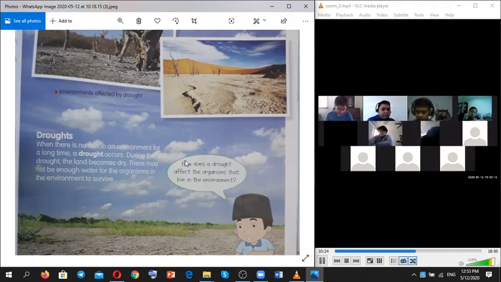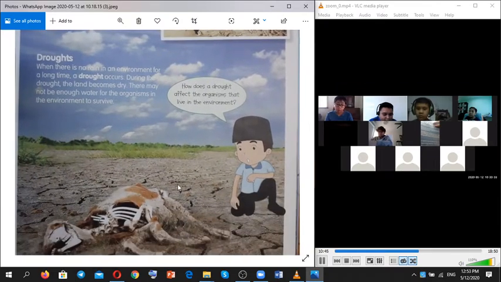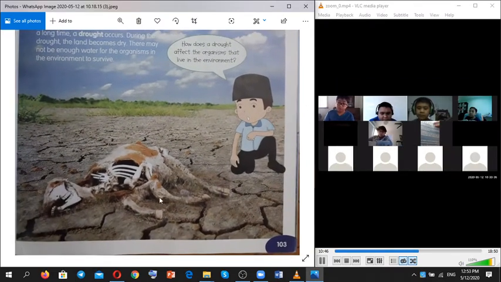So as you can see from this page, what happens here? You can see from the first picture at the top, the trees are dry, no leaves, right? And the land is also dry. What's the color of the land? More yellowish brown, right? Same with the very big picture here. What happens? There's a dead animal, right? Why was the animal dead?